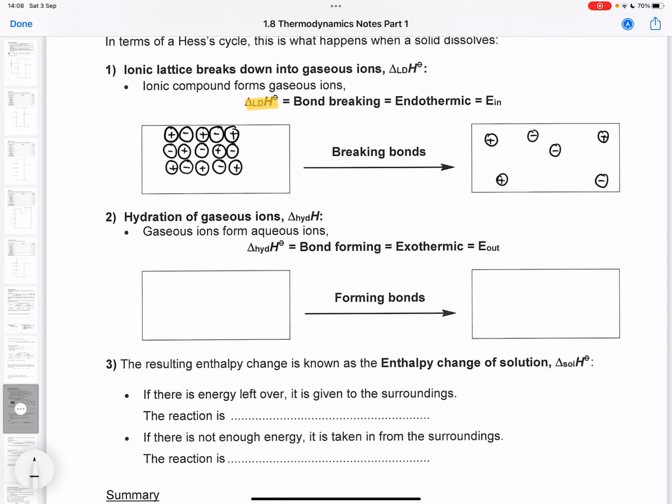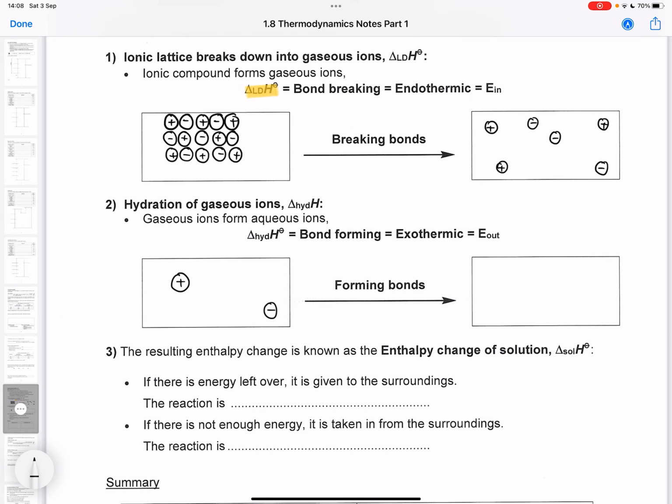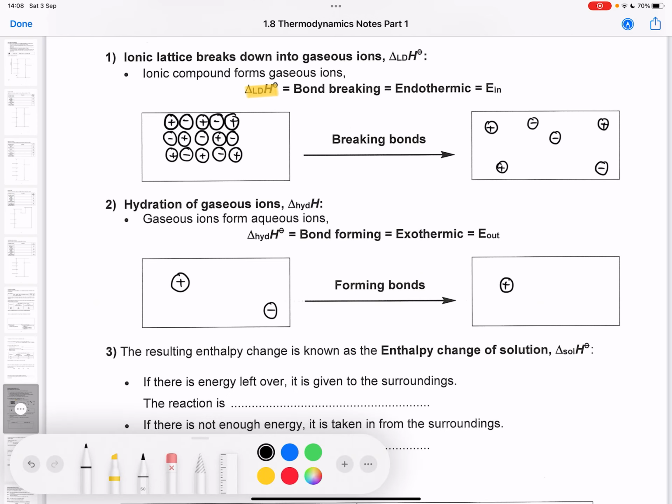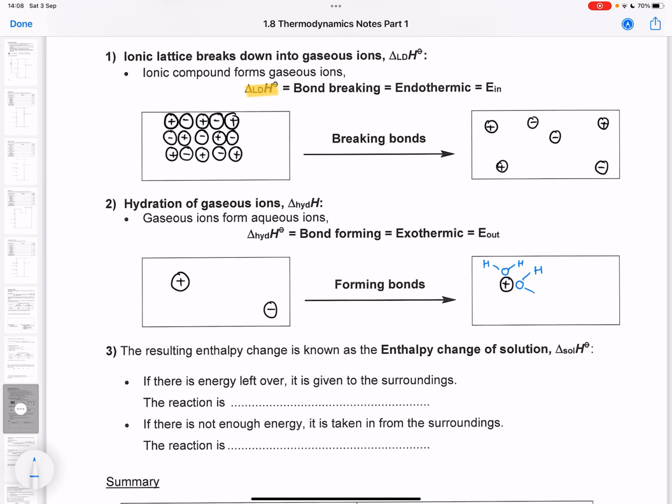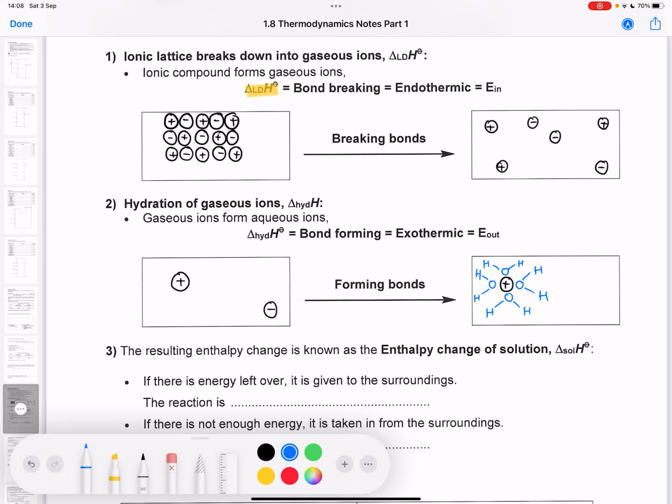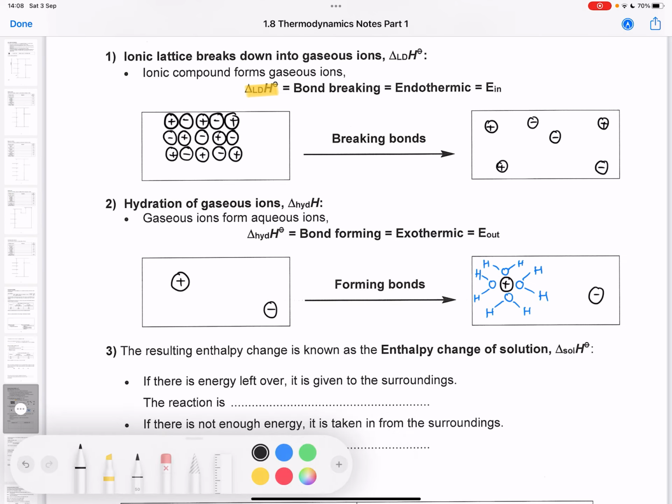And what happens is, if we limit it down to one each of positive and negative ions, when you add the water to the ionic lattice, the positive ion is going to attract the negative parts of water. Now we know that oxygen is more electronegative than hydrogen, so there's going to be some sort of attraction between the positive ion from the ionic lattice and the oxygen's dipole in water. And when you form an attraction, it's an exothermic change, and so we're going to give out some energy.